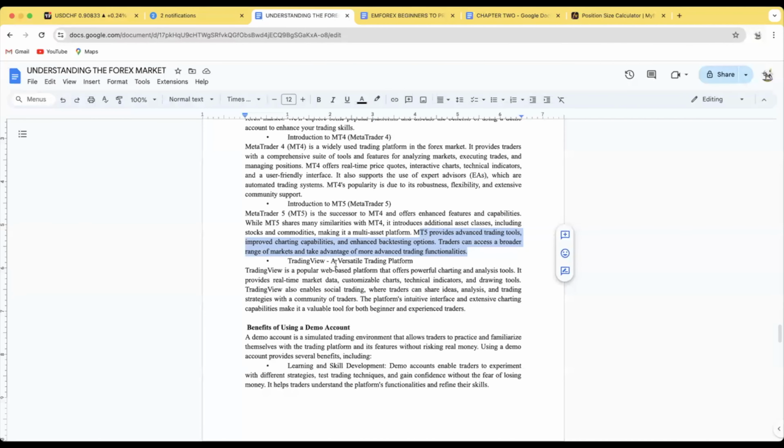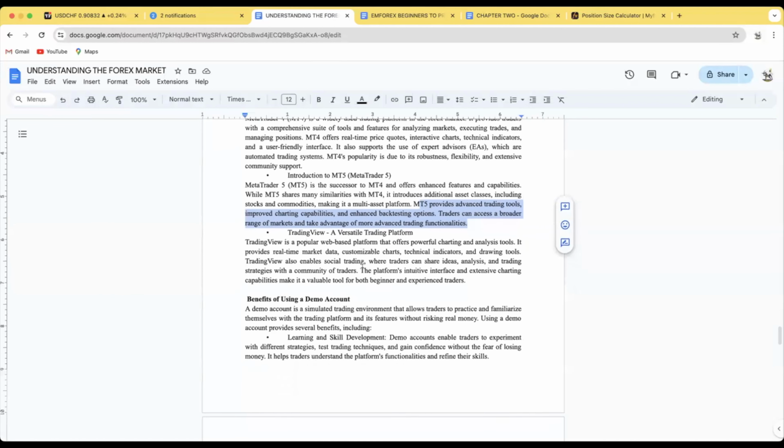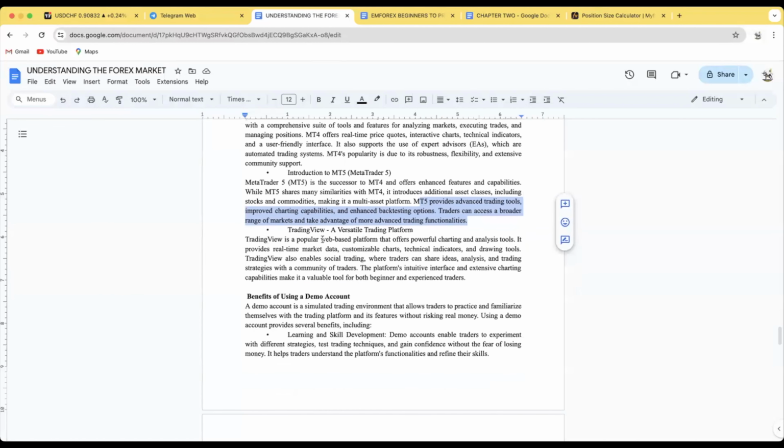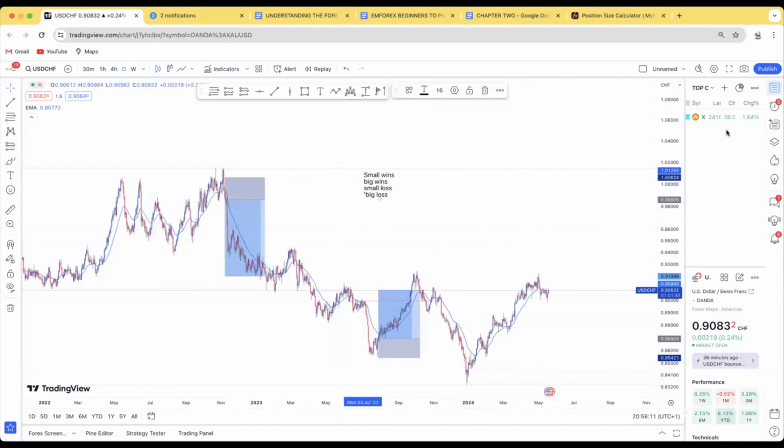Okay, TradingView, a versatile trading platform. TradingView is a popular web-based platform that offers powerful charting and analysis tools. Okay, it provides real-time market data, customized charts, technical indicators, and drawing tools. TradingView also enables social trading, where traders can share ideas, analysis, and trading strategies with a community of traders. Okay, so all these things are listed right here.